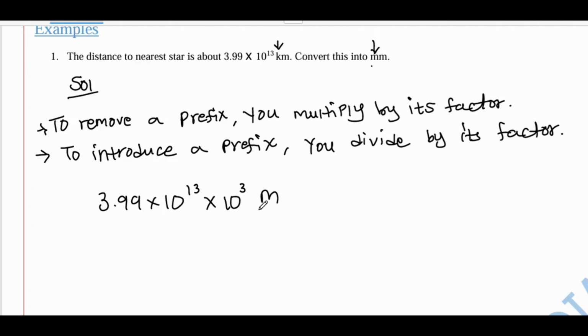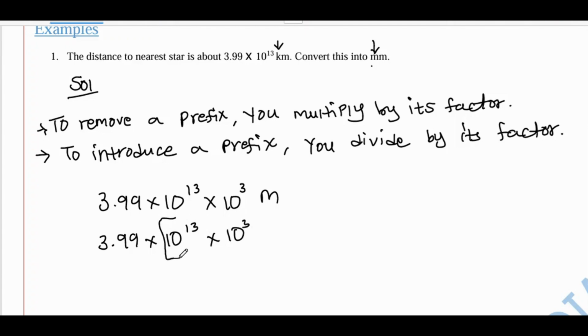This is now measured by the standard quantity that we said it's a unit. Remember, a unit is a standard quantity used to measure other physical quantity. Now, this one doesn't have a prefix any longer because we have already substituted K with its factor here. Now, from our previous lesson, we discussed how to work out the indices. This is the coefficient, 3.99 multiplied by 10 power 13 multiplied by 10 power 3.